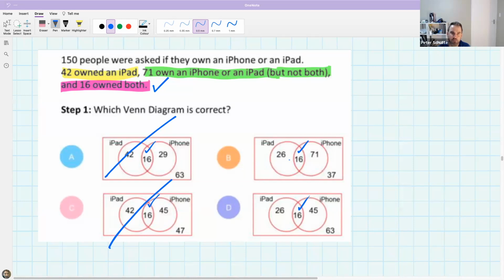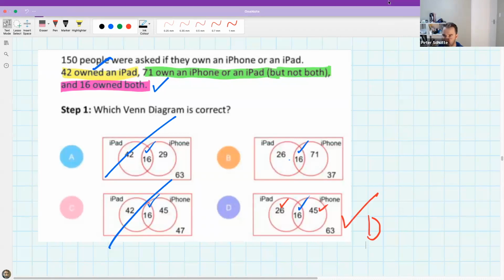Now, the piece of information that helps us is 71 own an iPhone or an iPad, but not both. So I need to see, you either own an iPhone or an iPad, but not both. Well, I can see 26 and 45 give me 71, and I'm not allowed to have 16, so it must be D is the correct answer. That was a sneaky question, but I liked it. It made me think. I hope it made you think as well.